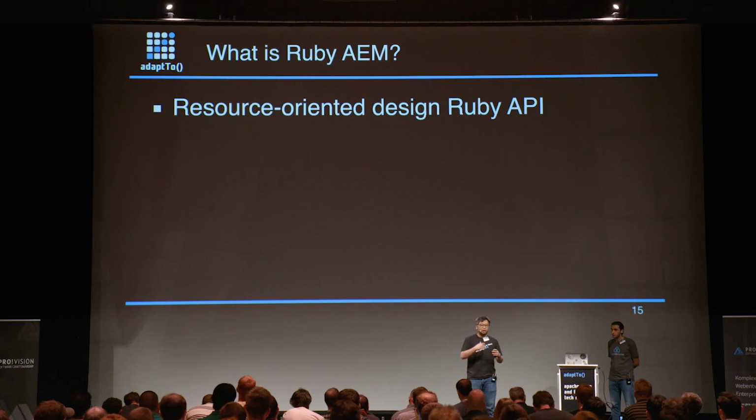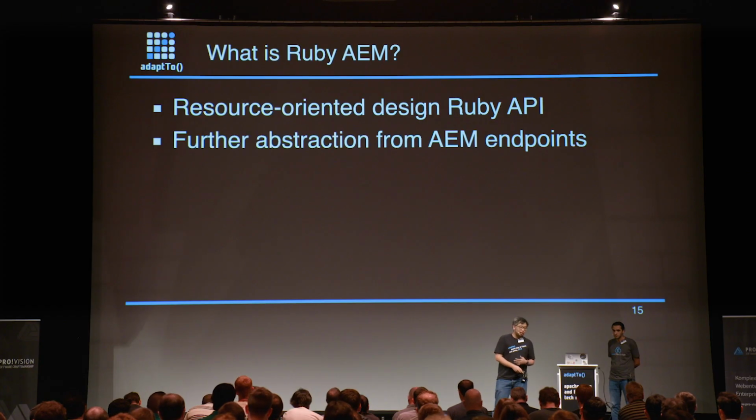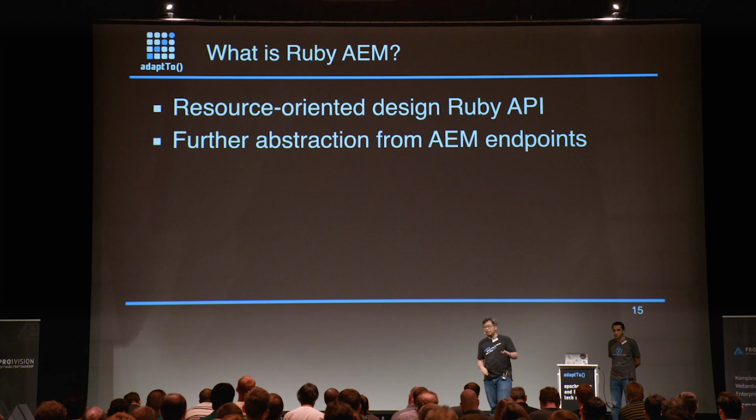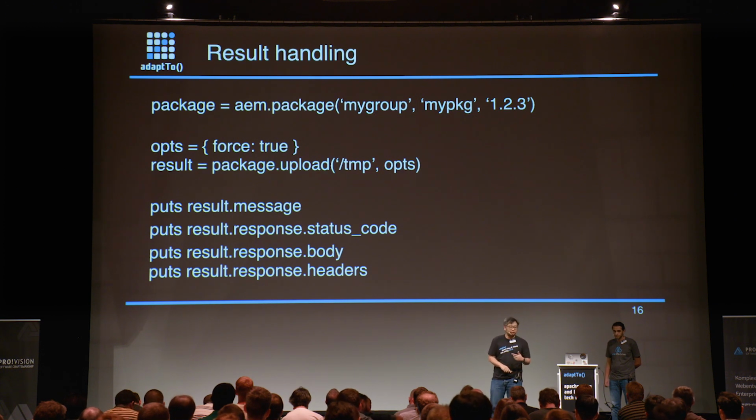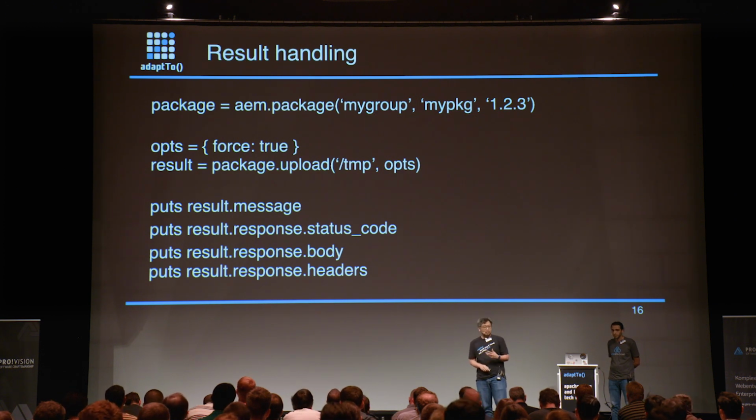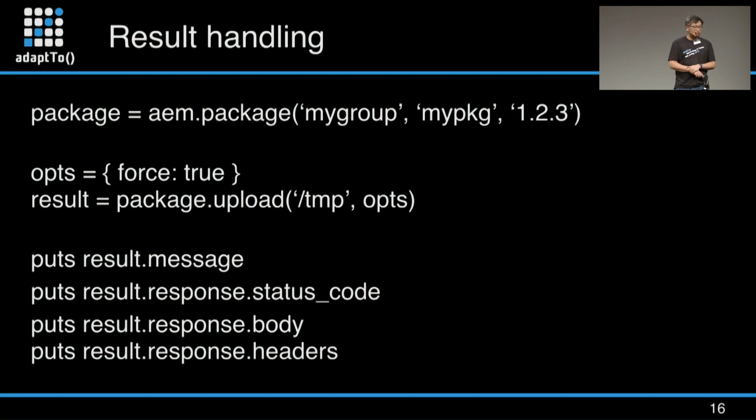So for example, if you have an AEM package, then it's more like ensure that the AEM instance has this package with this name of this version. So if it already exists, you can choose to not do anything, or you can choose to override it. So that's why we came up with this layer. It's a further abstraction from the endpoints-based approach. Because it's written in Ruby, it's easier to introduce error and response objects. Here's an example of how the result handling is done in the Ruby AEM layer.